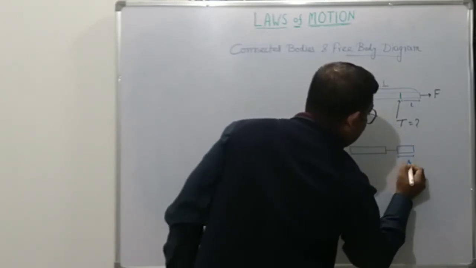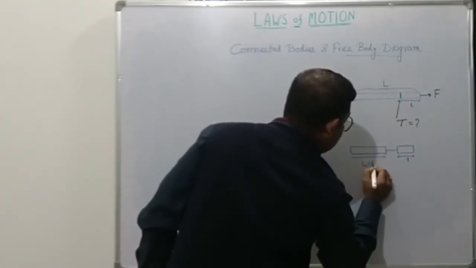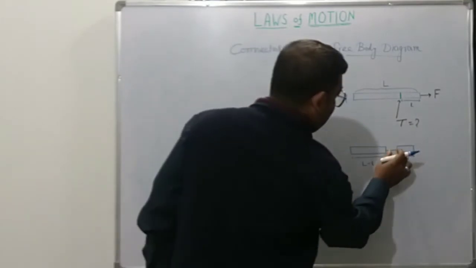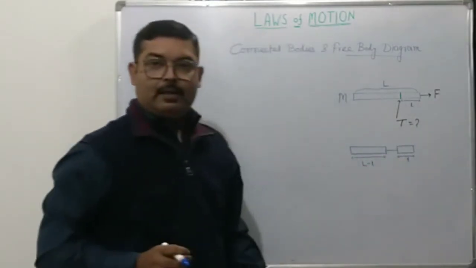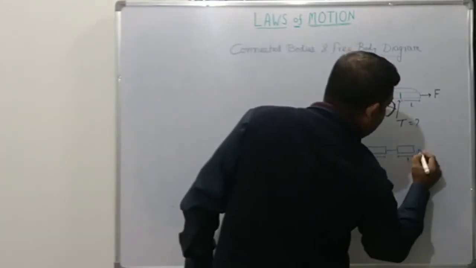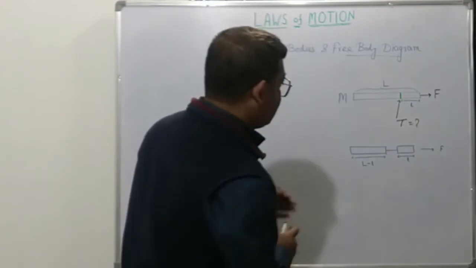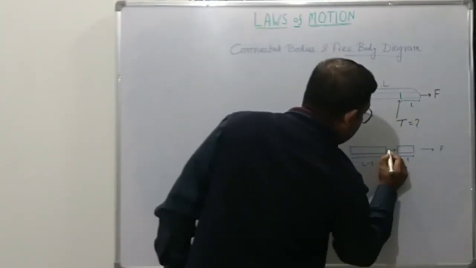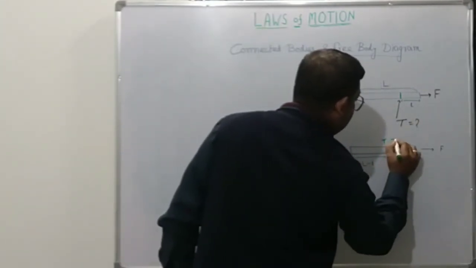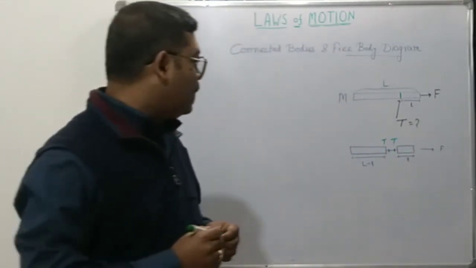So this has a length of l and this has a length of capital L minus l. And let's say it is connected by a massless inextensible string. So when we apply the force here, there will be a tension generated here in this direction and here in this direction, T and T. We have to find the magnitude of this.